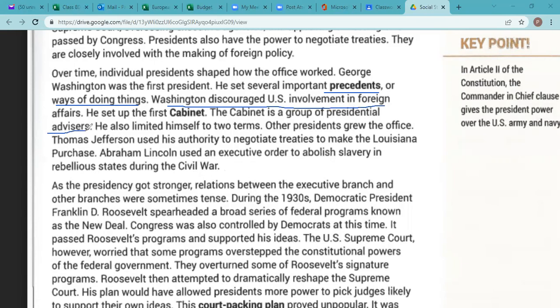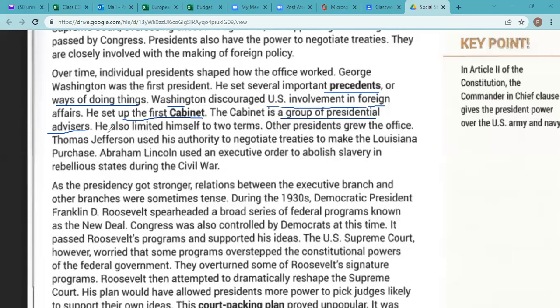Okay. So if something was happening in another country, safety first for that country, let's try to stay out of it and not get involved. Okay. So what he did is he also set up what's called the first cabinet. Now, the cabinet is a group of presidential advisors. All right. There are different definitions for the word cabinet, right? When I think of cabinet, you automatically think of going to the kitchen and opening the door, right? But this is called a cabinet, and it's a group of presidential advisors.